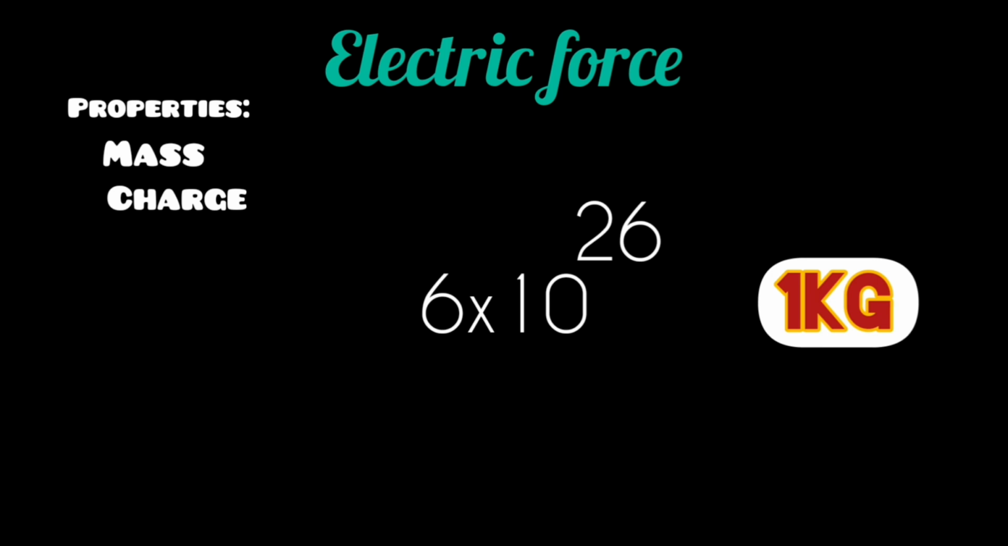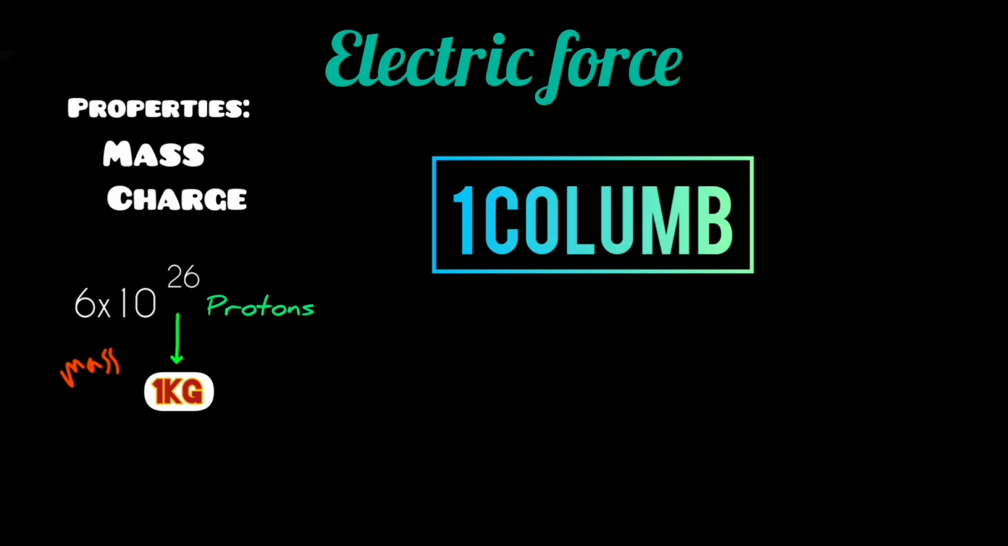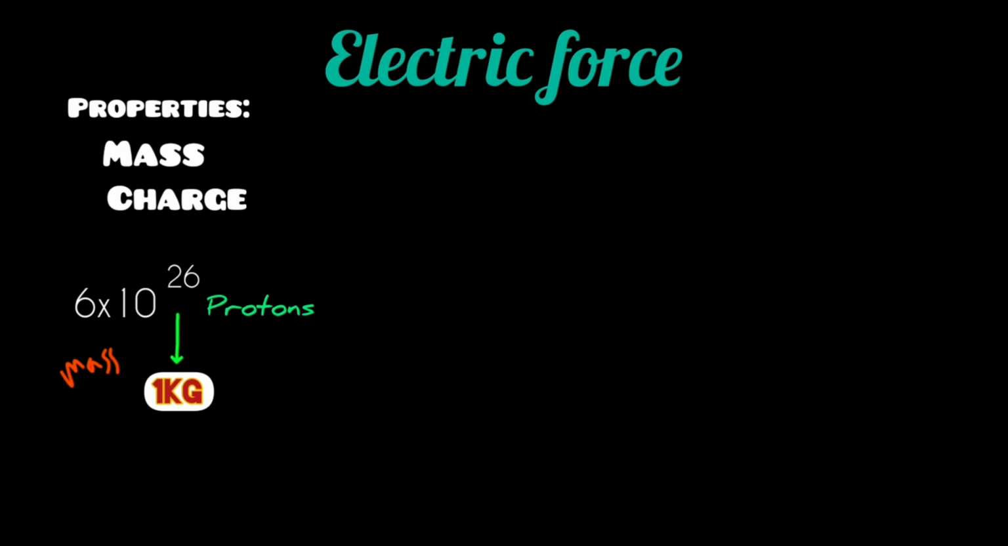The same way, we create an abstraction called 1 coulomb of charge. We say 1 coulomb of charge is the charge that 6.24 times 10 to the power of 18 electrons or protons have. Obviously, this means that the charge of an electron and proton are actually equal. And based on previous observations, normally an atom is neutral.